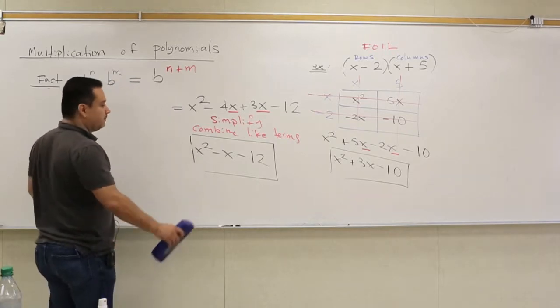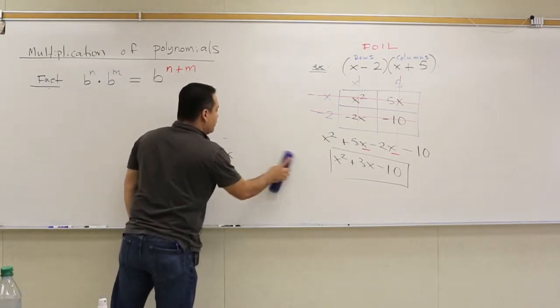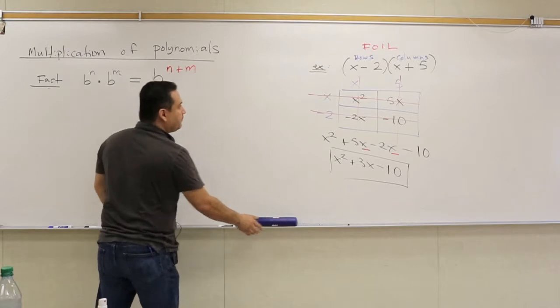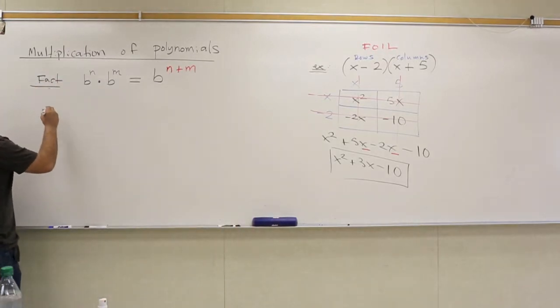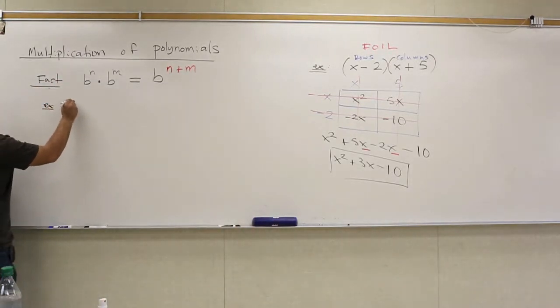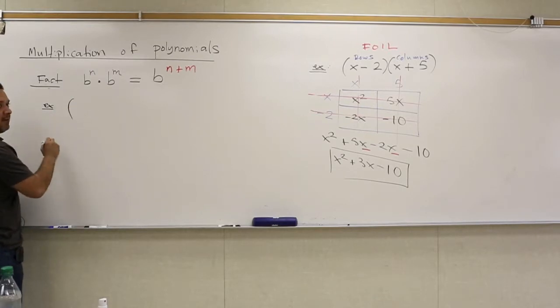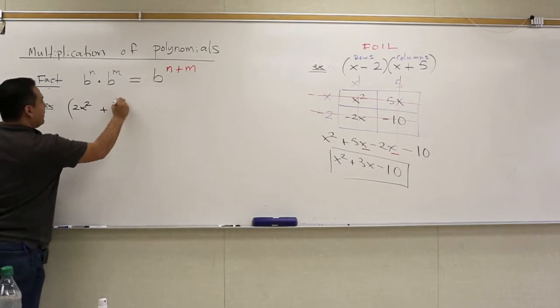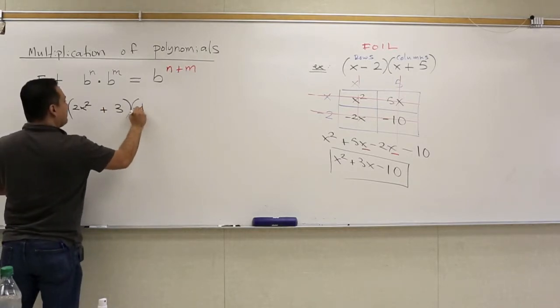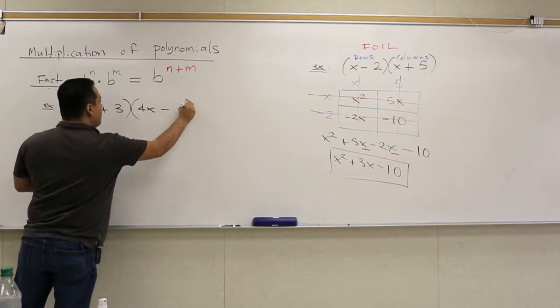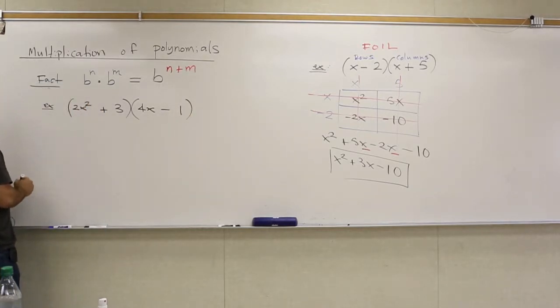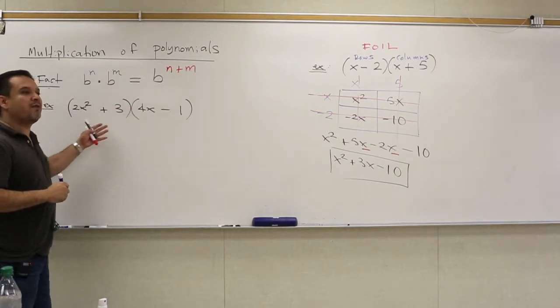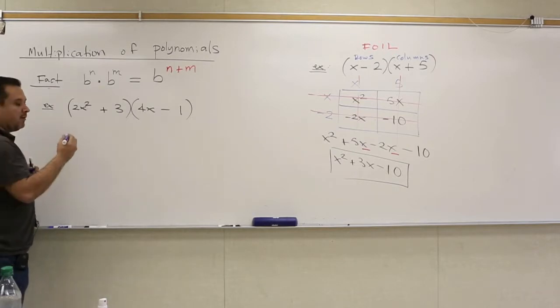Can I get rid of this here? You guys have that here? Okay. So here's your FOIL, by the way. Let's give you some more examples of FOIL. What if they gave you, let's kick it up, 2x squared plus 3 times 4x minus 1. Notice what I just did. We kicked this up a little bit. Now, in order to remove the parentheses, you're going to have to use some FOIL.